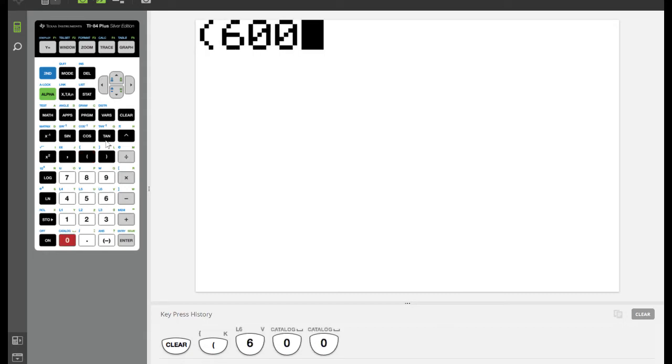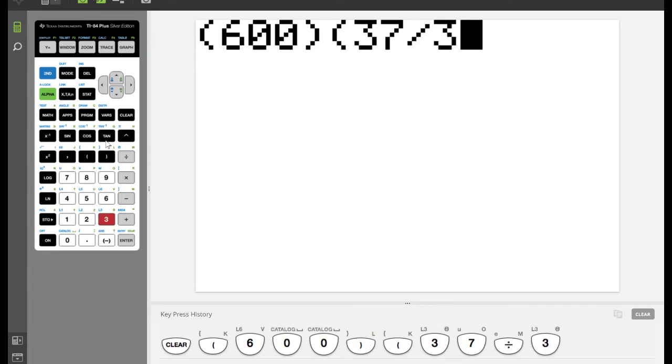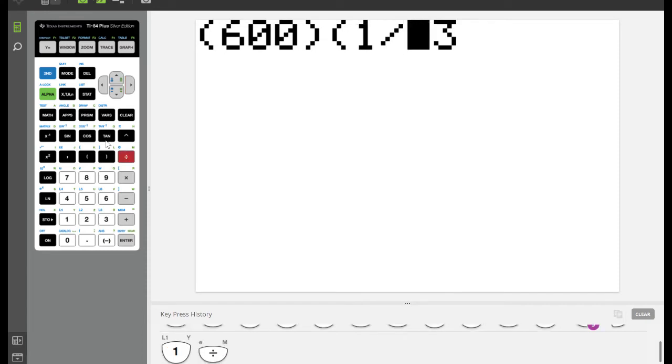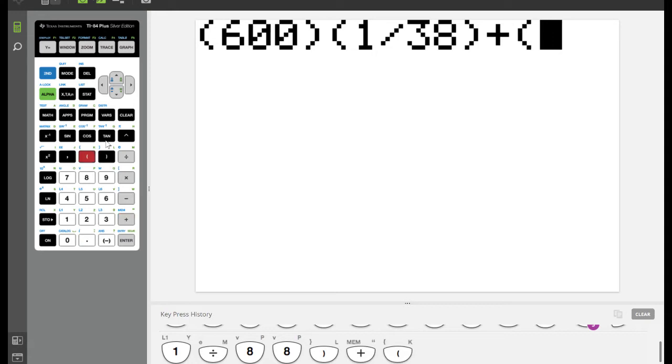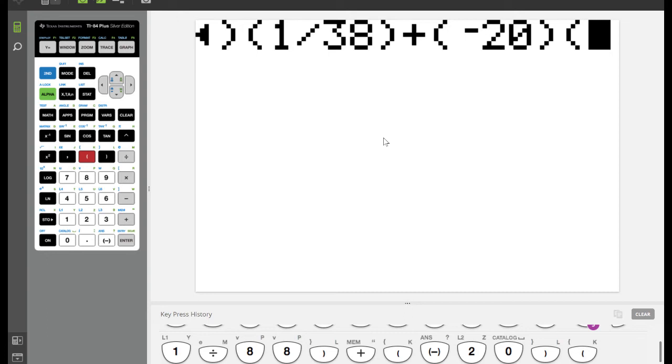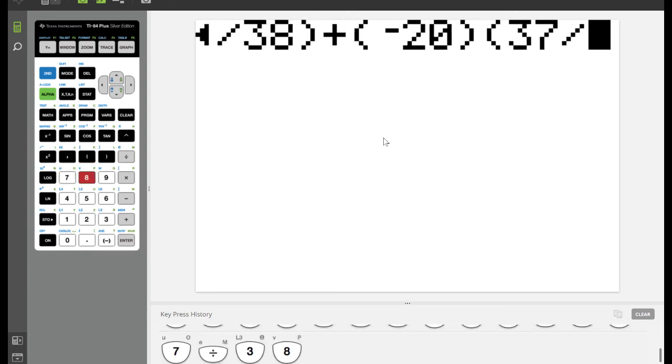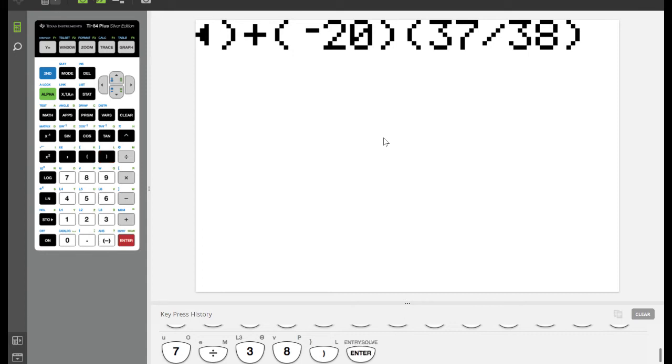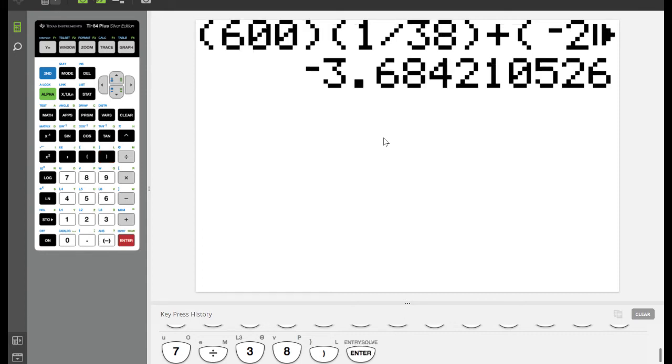So we're going to do 600 times, in parentheses, 37 divided by 38. Nope. No. So the probability we win $600 is 1 out of 38. My bad. Plus, now open parentheses, a negative 20. Make sure you hit your negative at the bottom here. Negative 20. And then that gets multiplied by its probability, which was 37 divided by 38. Let's calculate. To 2 decimal places, we get a negative 3.68.